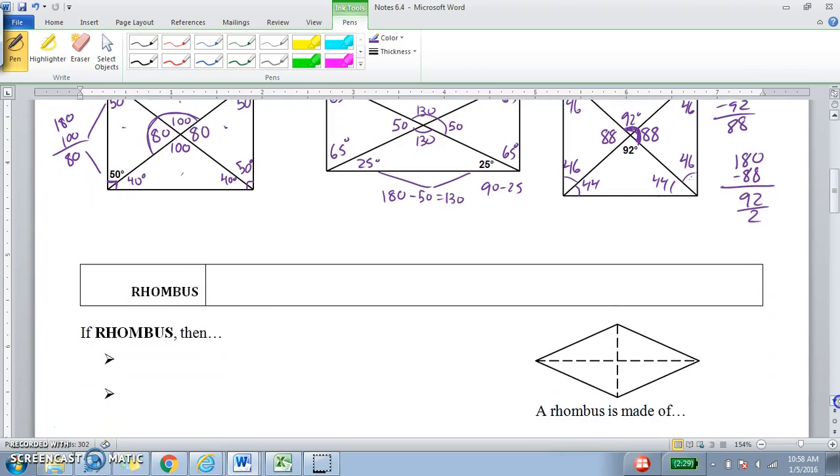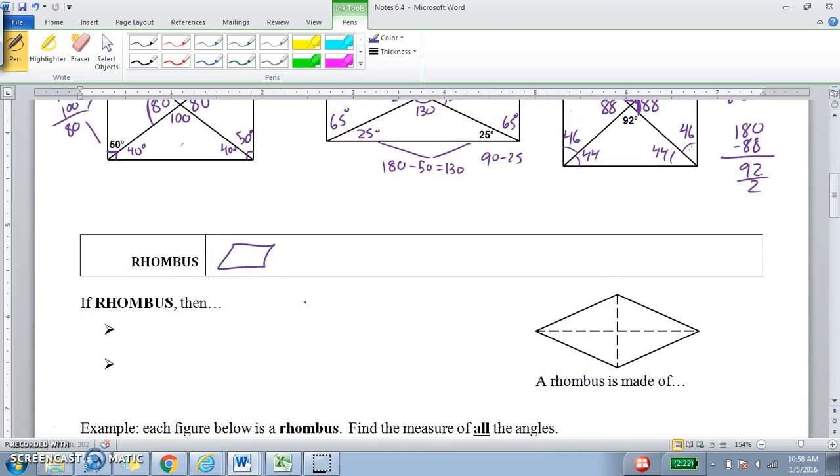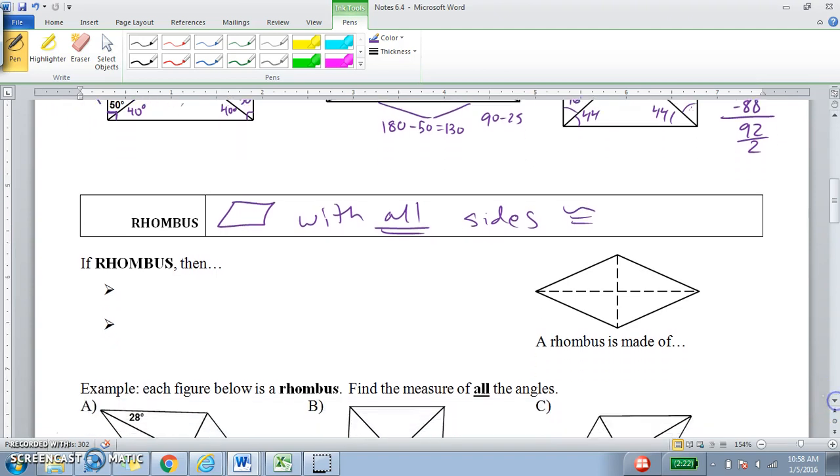All right, so a rhombus. A rhombus is also a special kind of parallelogram. So a rhombus is a parallelogram with all sides congruent to each other. So a rhombus has all four sides congruent to each other, not just opposite sides congruent. So since it's a parallelogram, obviously the opposite sides are still congruent because all of the sides are congruent. So special things that we know about a rhombus.